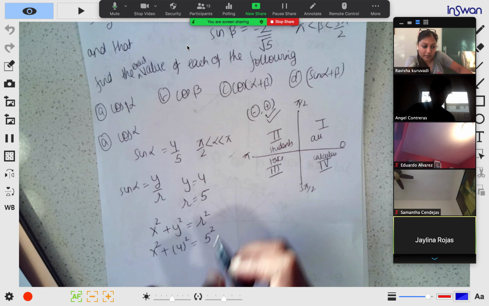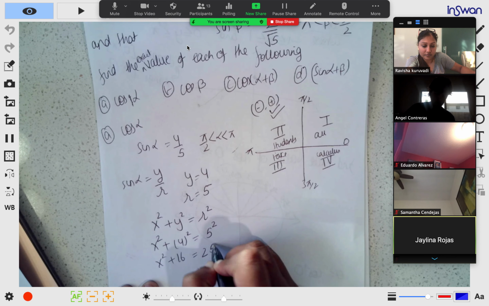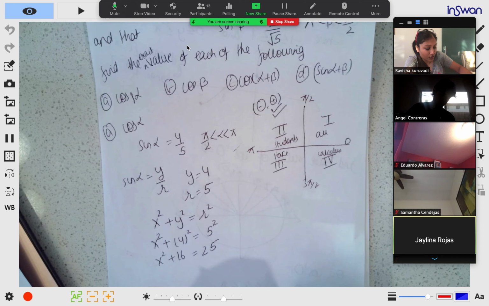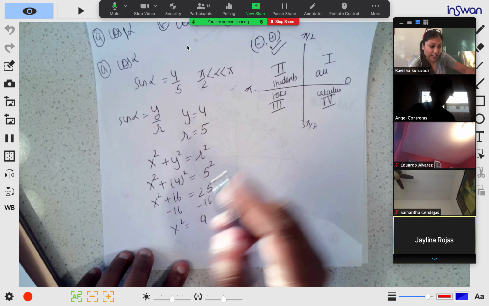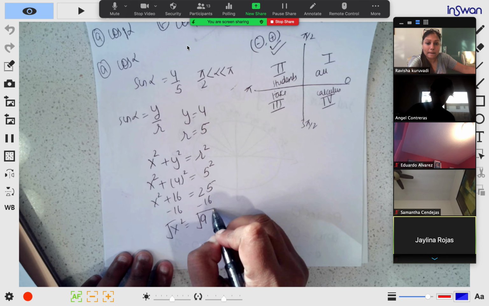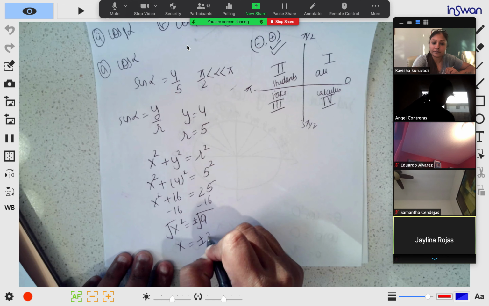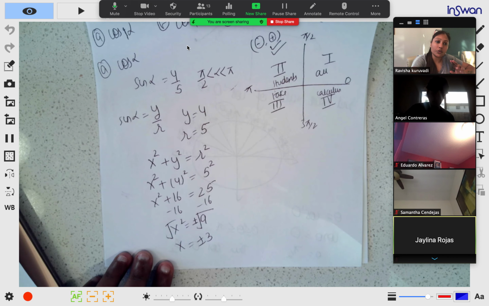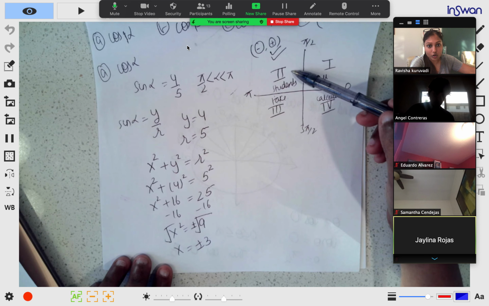You get x square plus 16 is equal to 25. Subtract 16, you get x square is equal to 9. Take square root on both sides. When you take a square root, you will put a plus minus sign. Get x is equal to plus minus 3. But note, you cannot get 2 answers. You are supposed to have only 1 answer.